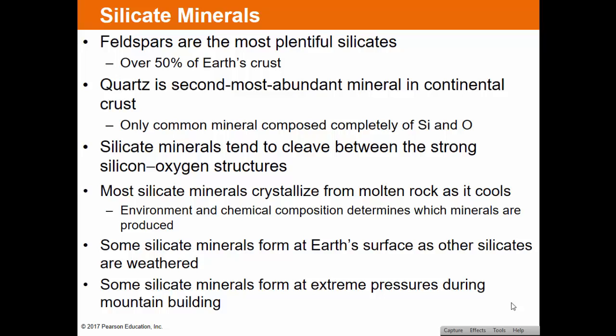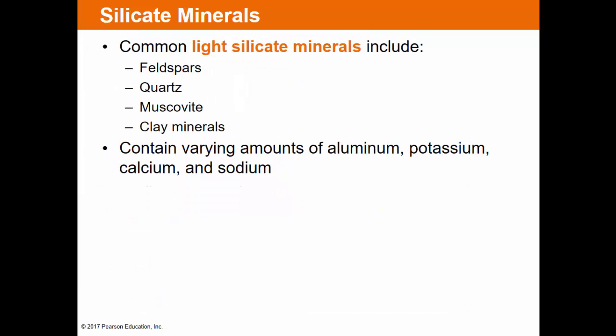So those that form from weathered material are sedimentary rocks, and those that form from extreme pressures are metamorphic rocks. So your silicates are largely igneous, but some can be sedimentary, and some can also be metamorphic. Now, generally, we have two types of silicate materials. We have light silicates and dark silicates.